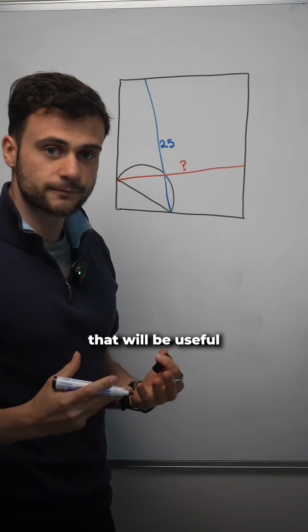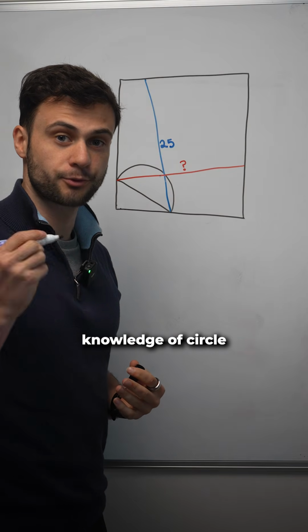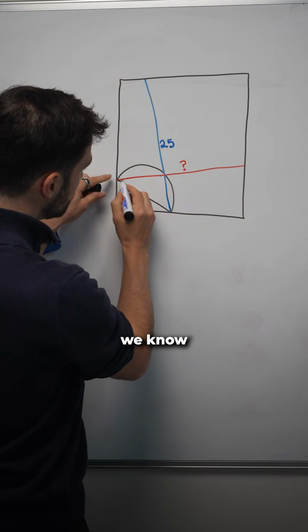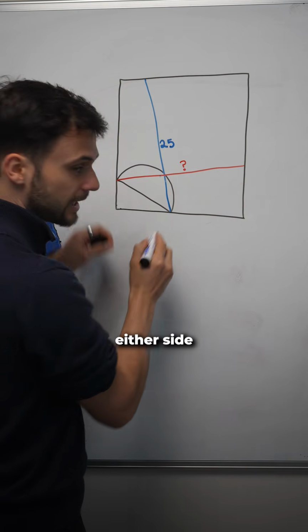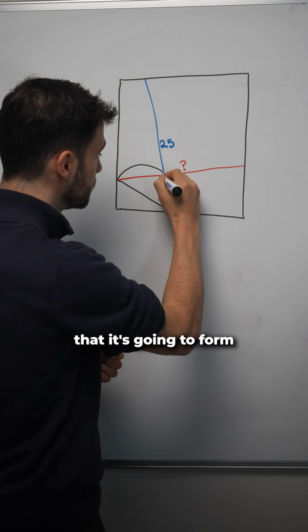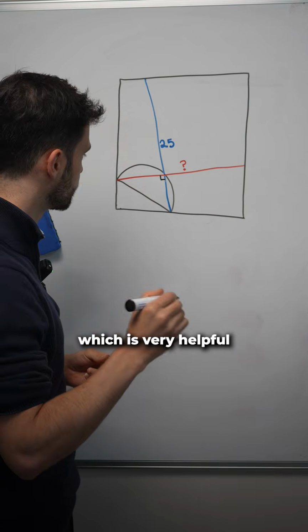One thing that will be useful to solve this is knowledge of circle theorems. And specifically, if we just ignore these parts of the line, we know that when we join up either side of a diameter of a circle with a point on the circumference, it's going to form a 90-degree angle, which is very helpful.